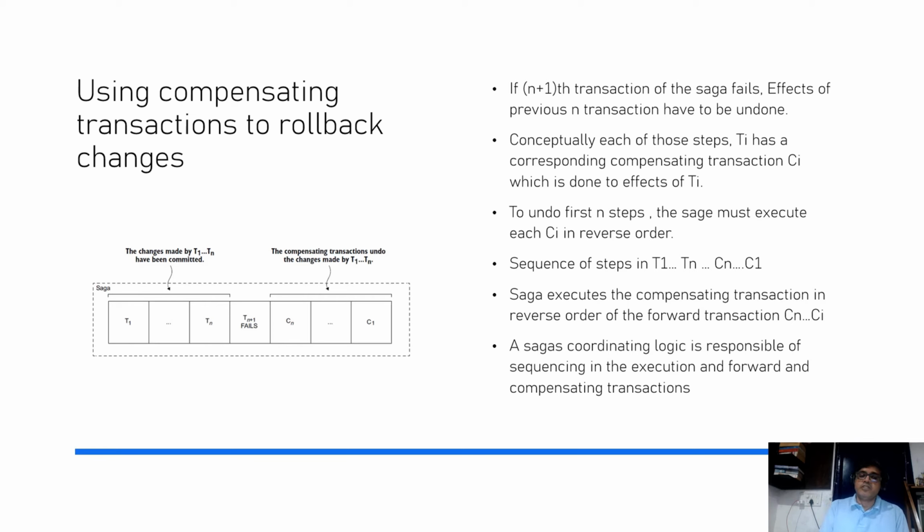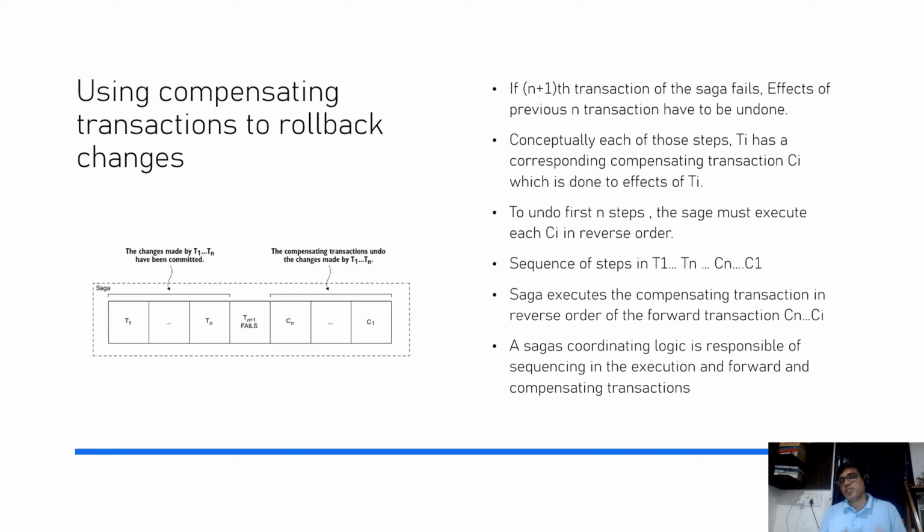So let's say you're doing transactions T1 to Tn. Now you fail at Tn plus 1, and eventually the compensating transactions have to undo in reverse order from Cn to C1. So that's the sequence of steps: T1 to Tn and then Cn to C1. So Saga executes the compensating transactions in reverse order of the forward transactions.